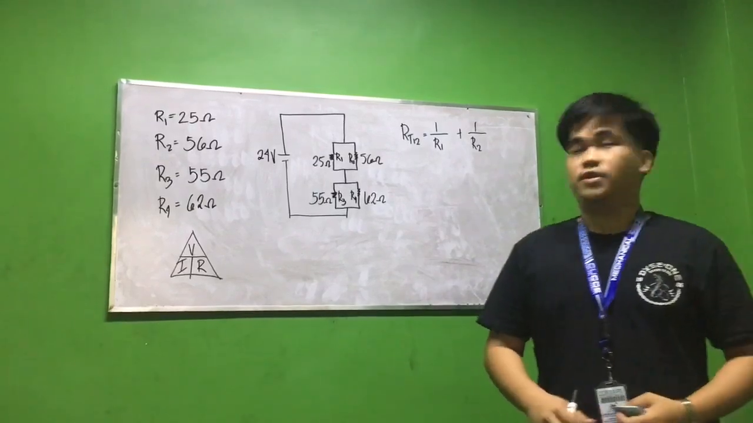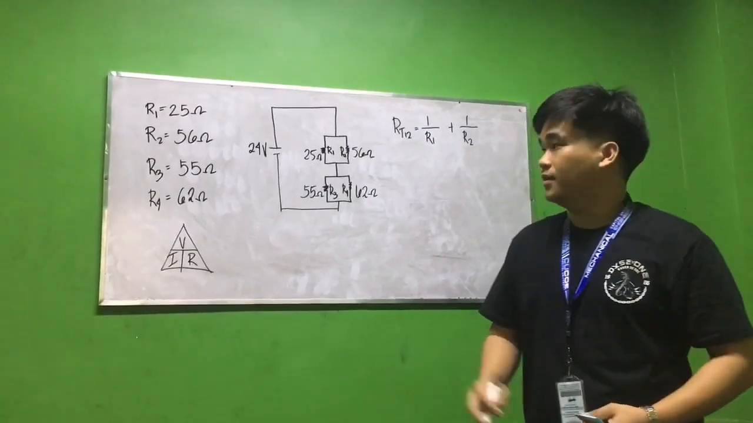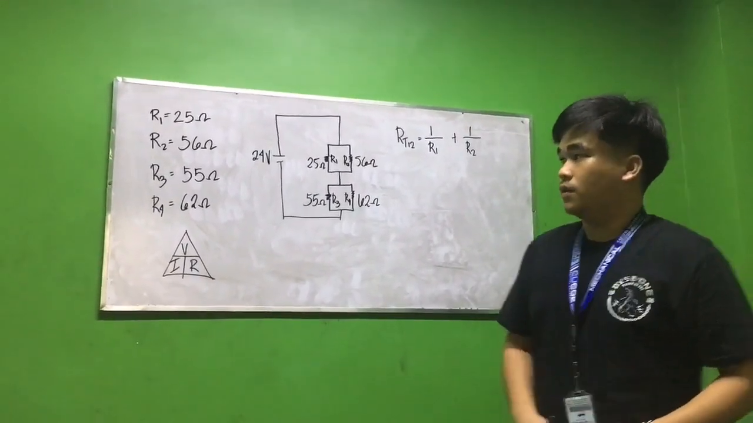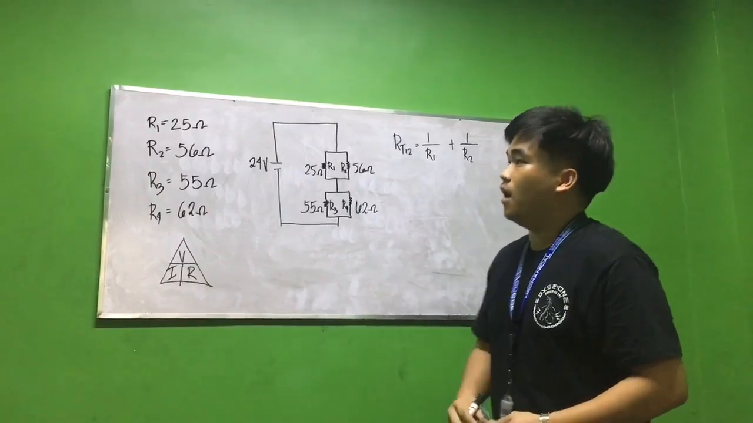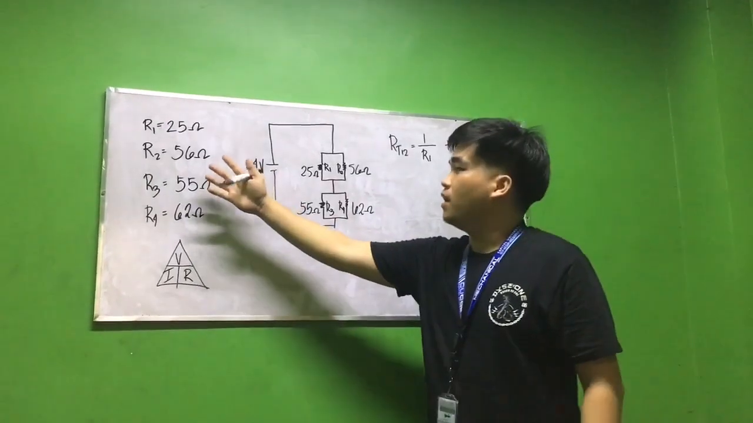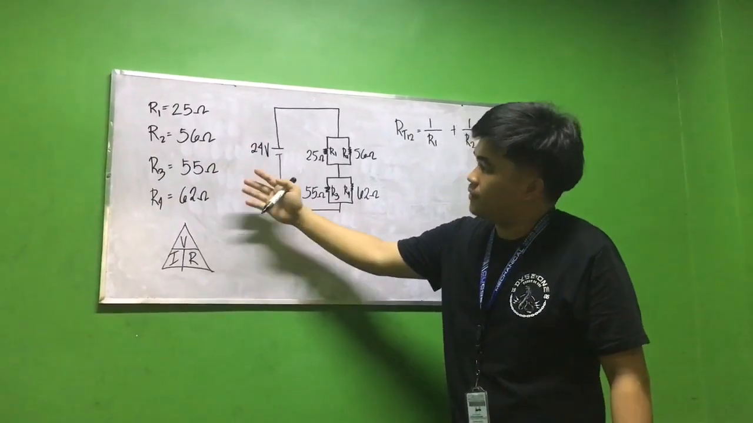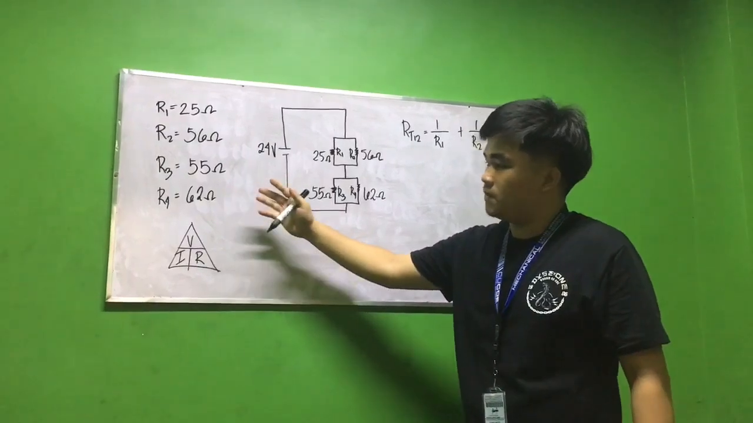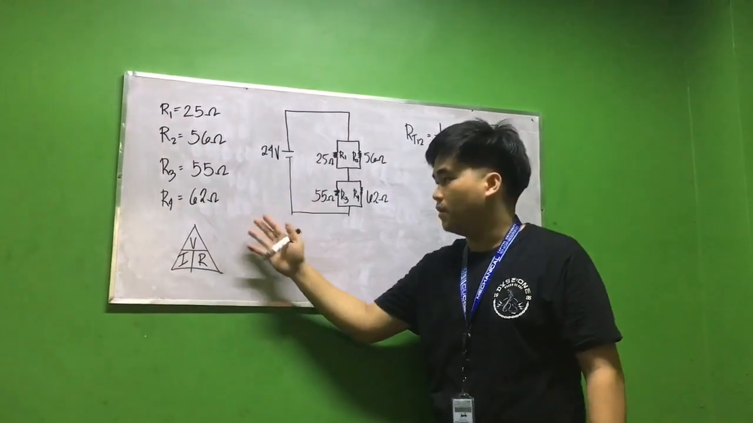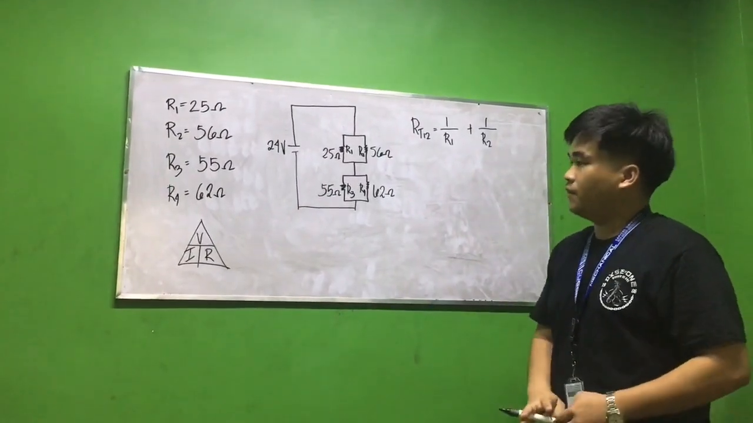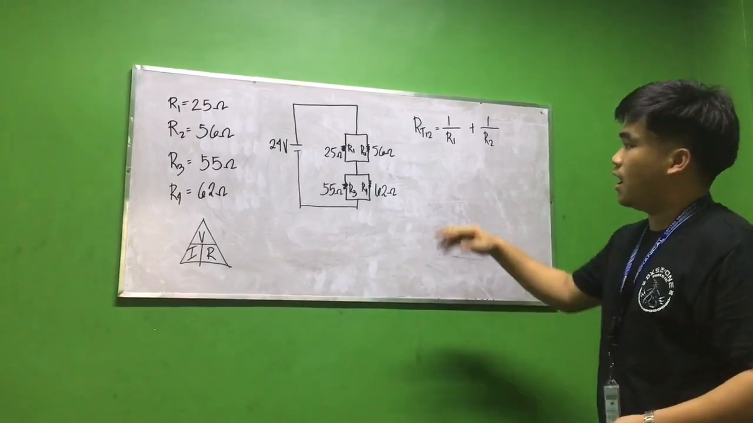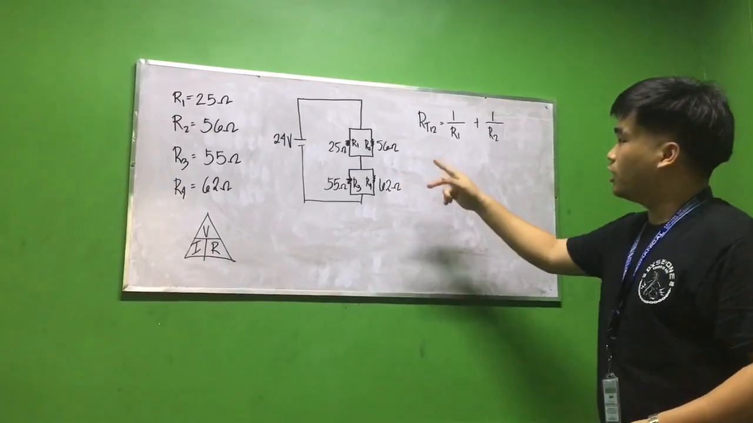So today we're going to discuss parallel and series circuit problems. First we have this problem: R1 equals 25 ohms, R2 equals 56 ohms, R3 equals 55 ohms, and R4 equals 62 ohms. First we have to calculate R1 and R2.